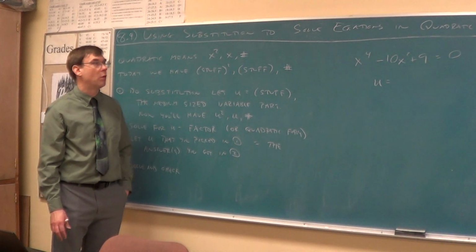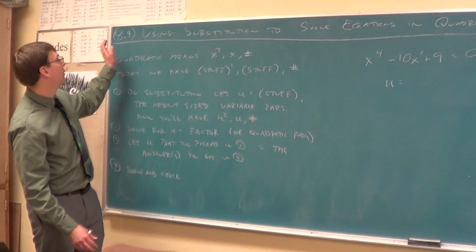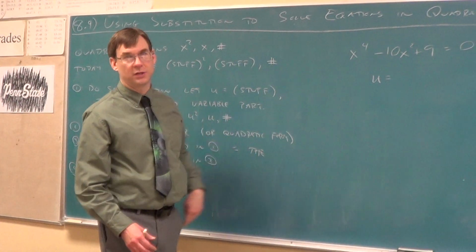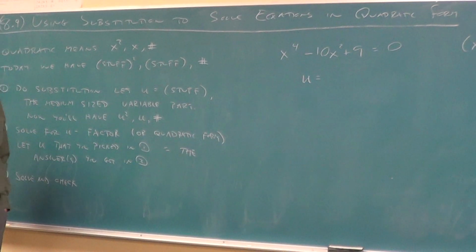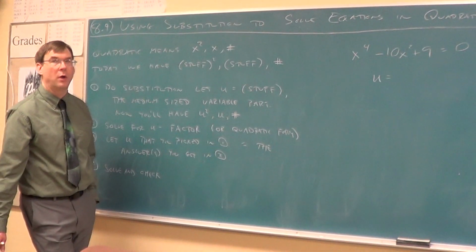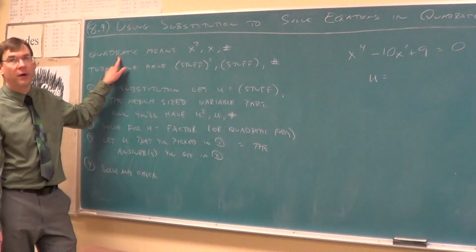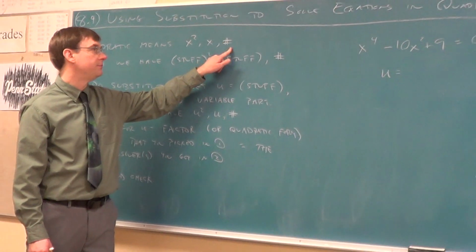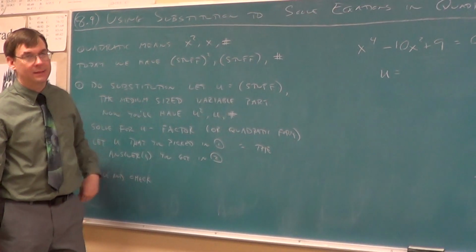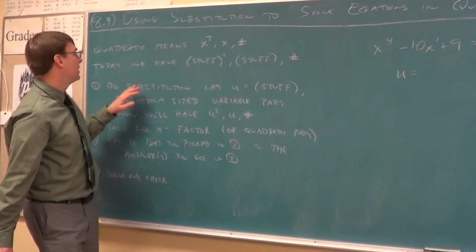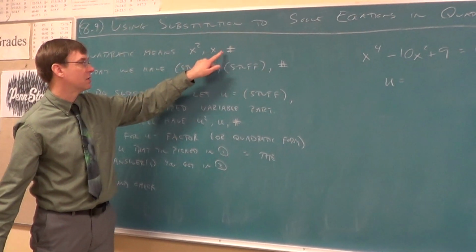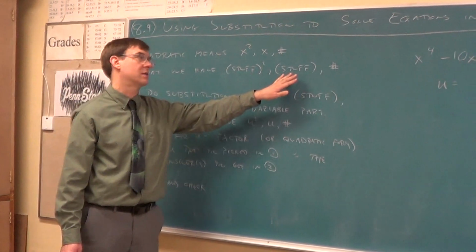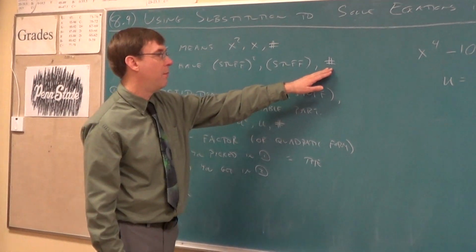So we're in 8.4 for a lesson with the longest title in history, using substitution to solve equations that are in quadratic form. So all chapter we've been talking about quadratic equations. Quadratic equations just means you have an x squared, you have an x, you have a number. What's happening today is things are getting a little bit bigger. And instead of just x squareds and x's and numbers, you've got some stuff getting squared, and you've got some stuff, and you've got a number.